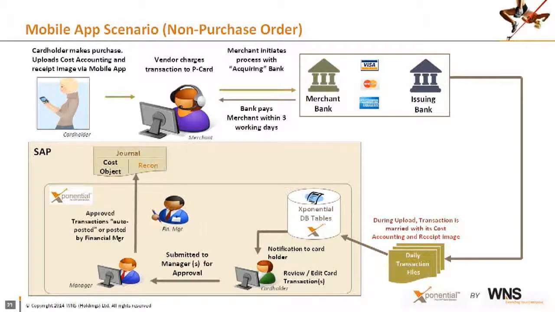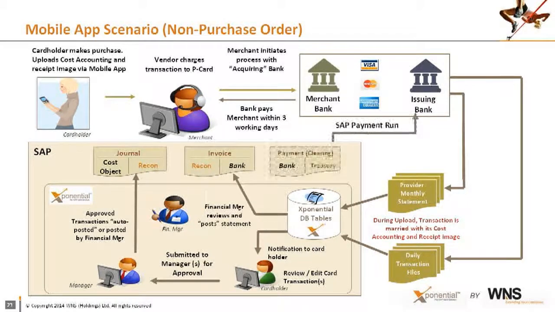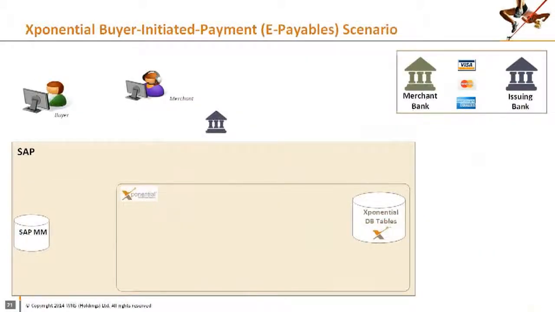And the rest of the process stays the same. The transactions get approved, they get posted, the journal entries are created, and then you do your month-end reconciliation. Okay, so very similar process. It's just that you're getting some data captured on the front end.